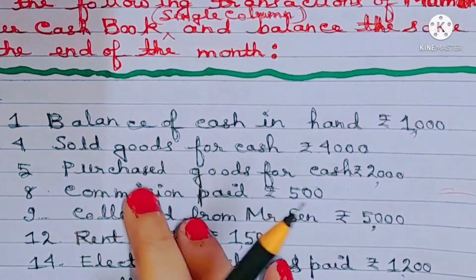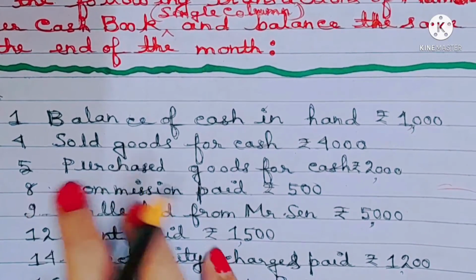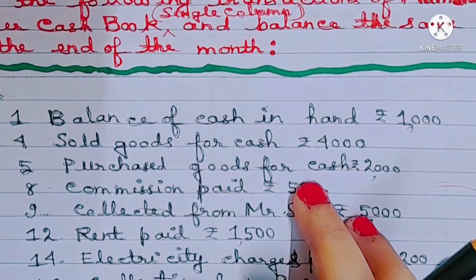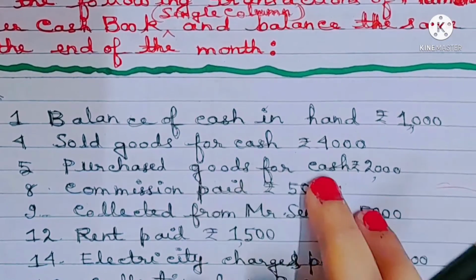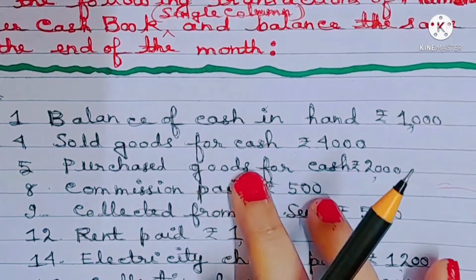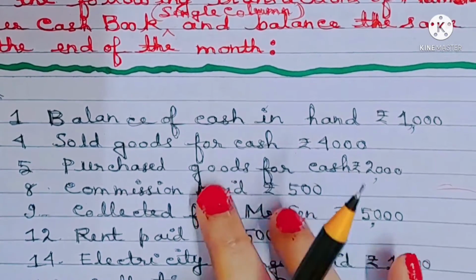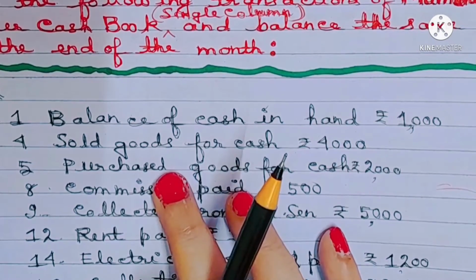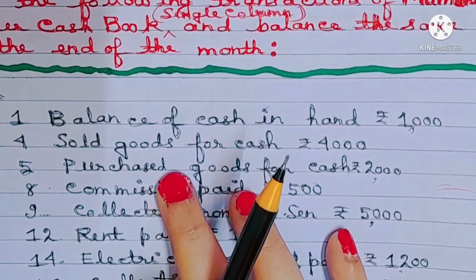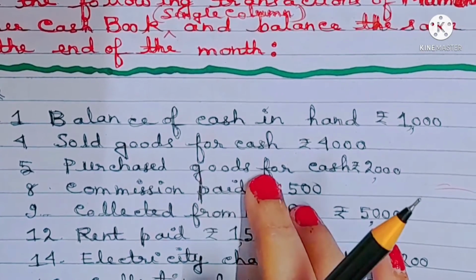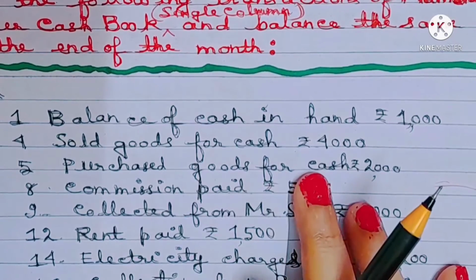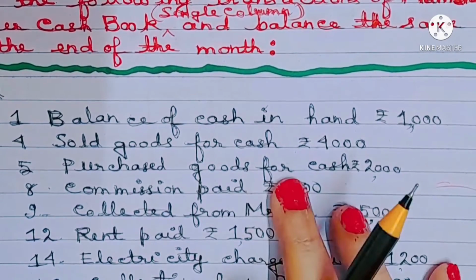The next transaction is on 5th April, purchase goods for cash 2000. So what is the journal entry? Here goods have been purchased, 2000 on 5th April. So the journal entry will be purchases account debit. I told you whenever goods are mentioned, ignore goods. Purchases account debit to cash account. What is the position of cash? Cash account is on the credit side. So purchases will be on the credit side.